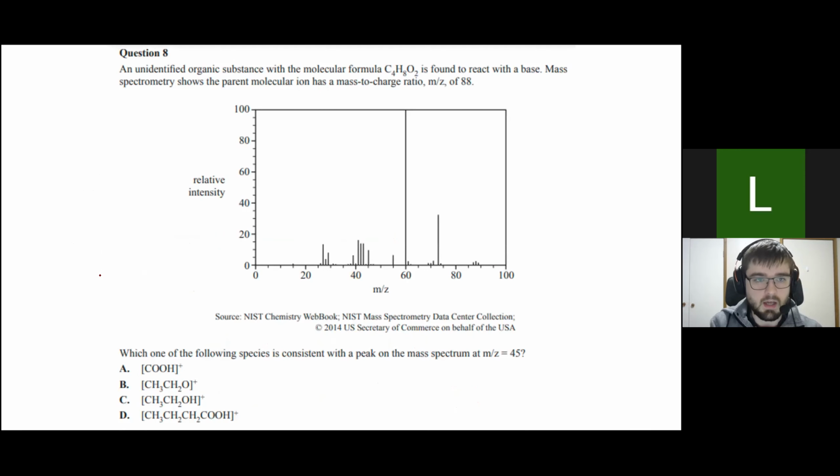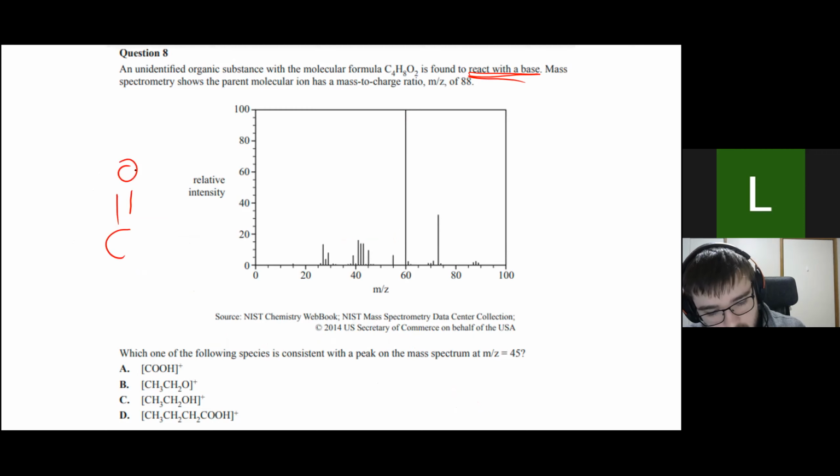All right, next we've got an unidentified organic substance with the molecular formula as shown, which is found to react with a base. This is why it's important to read the question. This is critical to answering the question. An organic thing that reacts with a base. At this point in your organic chemistry journey, the only possible scenario is that it's a carboxylic acid. So basically it's this, and then there's something going on over here. Basically it has to be a carbon there, and something's going on a bit further down.